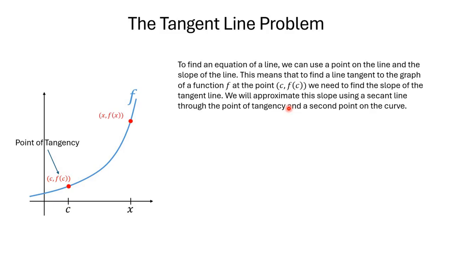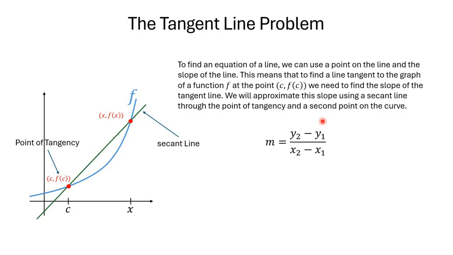I'm not defining the distance between them, I'm just calling it x, which means that the y value for that point is x comma f of x. And there I have a secant line that goes to the point c, f of c, x, f of x. And I'm going to once again want to find the slope of that secant line.